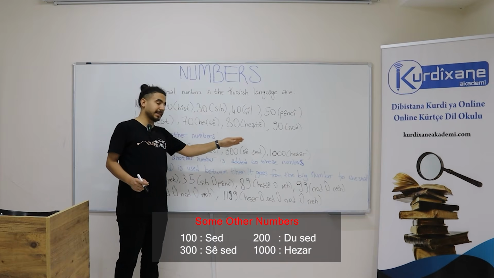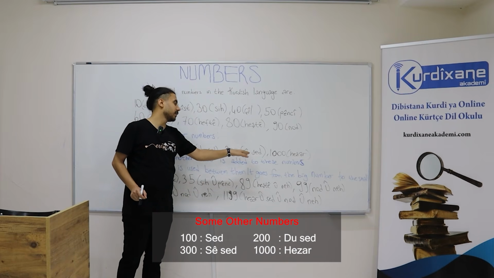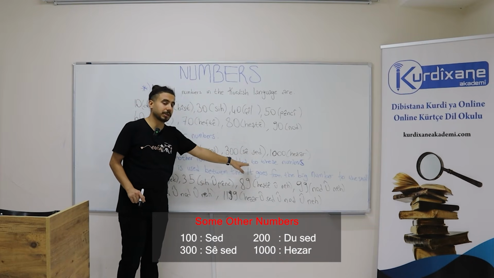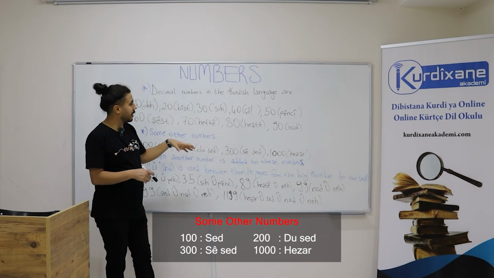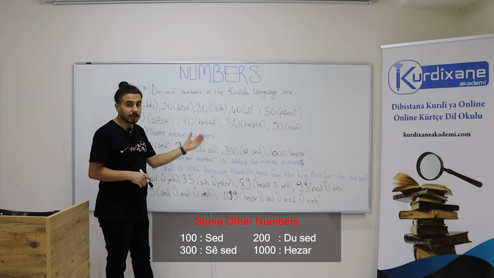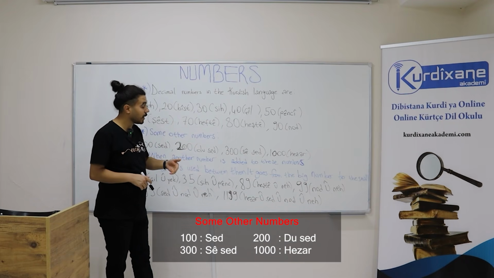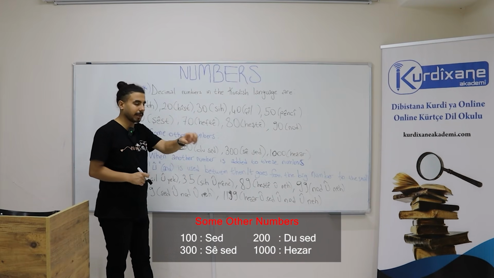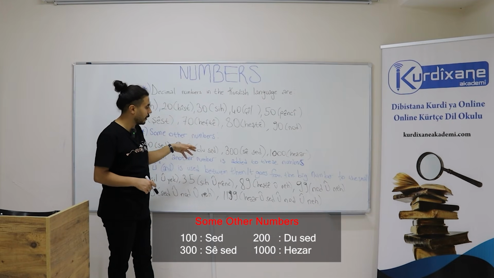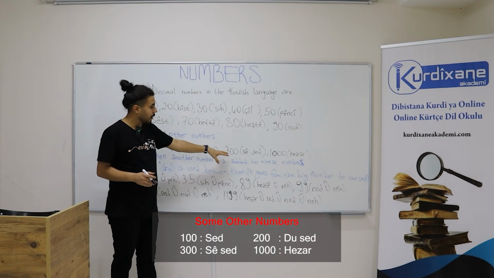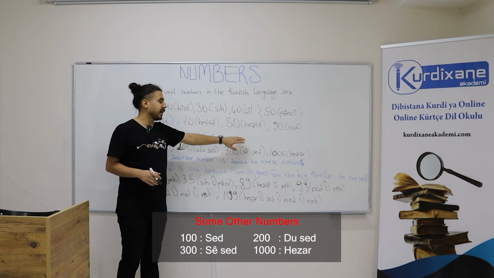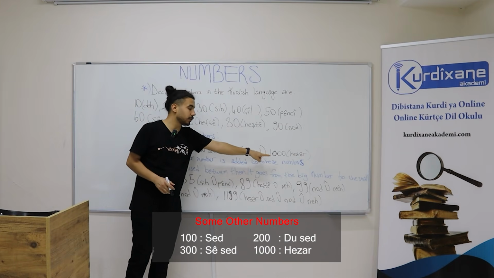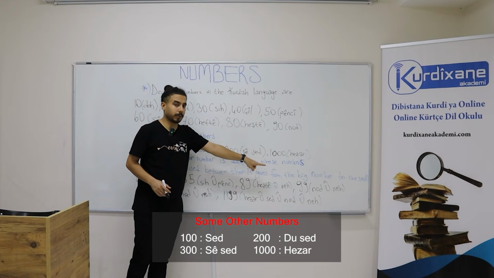300 is seset. As you can see again, you say 3 and then you say 100. 300, seset. And it's exactly the same thing with others like 400, 500, 600: charset, penset, shesset, hafset, hayset, nehset. It goes on like this. I didn't want to talk about all of them, but it's exactly the same logic as in the English language. And we've also got hazar, which means 1,000, hazar.